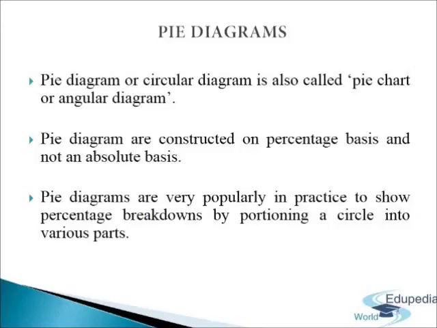Hence, a circle is partitioned into various parts to represent proportions of various components of the data. Thus, we can say that pie charts or pie diagrams are drawn by making their areas proportionate to the values in the given data. It is called pie diagram because the sum of all angles in a circle is 360 degree or 2 pi. Pie charts are not drawn with absolute values of a category.